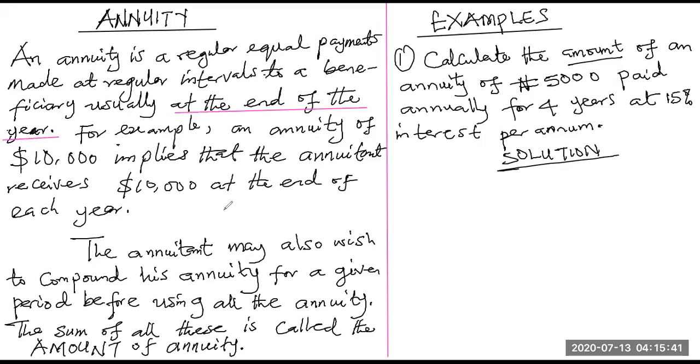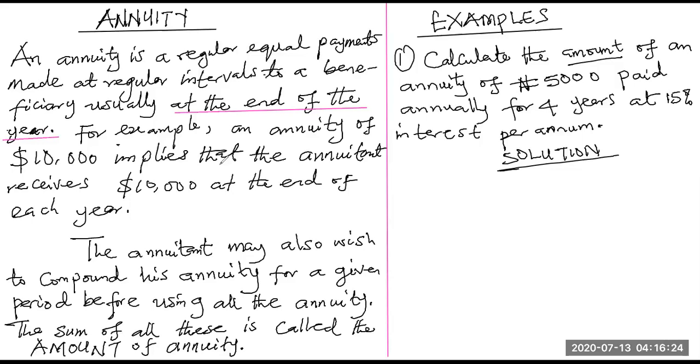He receives his annuity. So an annuity is a regular equal payment that is made at regular intervals to a beneficiary, and the beneficiary is called an annuitant, usually at the end of each year. For example, if one says he has an annuity of $10,000, it implies that the annuitant receives $10,000 at the end of each year. So if I have an annuity of $10,000, it means that I receive $10,000 from a company, from a bank, or from whoever I made my investment with at the end of each year. So that is all about annuity.